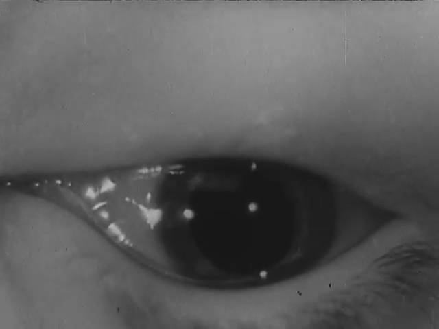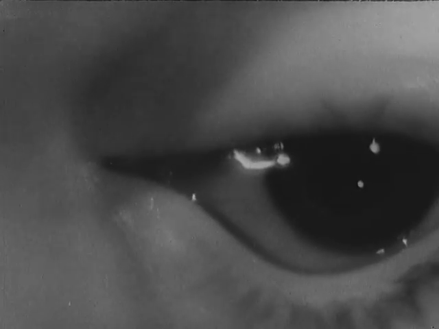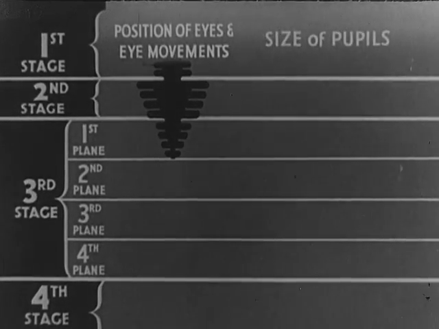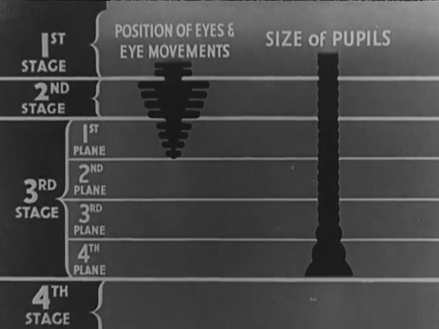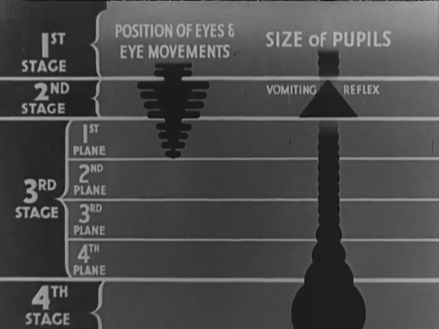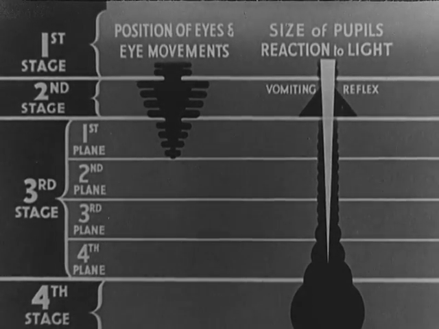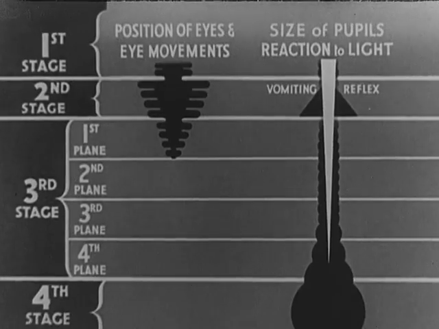The fully dilated pupils of the fourth stage must be distinguished from a sudden dilatation which occurs in the second stage, if the patient is about to vomit. Then the pupils react briskly to light. Again, the chart sums up the size of the pupils. Small until the third plane, and dilating from then on. And the sudden dilatation in the second stage, if the patient is about to vomit. The light reflex is brisk in the second stage, and becomes more sluggish through the third stage, until it's lost by the beginning of the fourth stage.